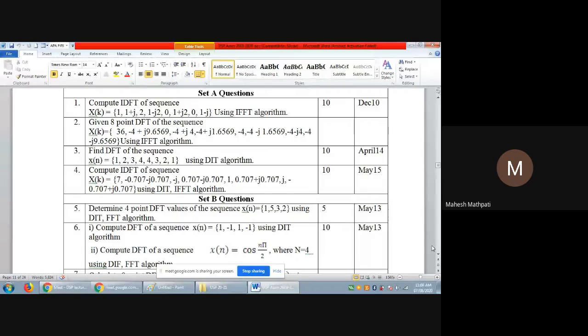Otherwise you decide where to sit, where you will not get the disturbance. Yes, sir. Then concentrate very well. Then it is of no use simply by attending, simply logging in, and if you are not understanding the things, it's of no use then.